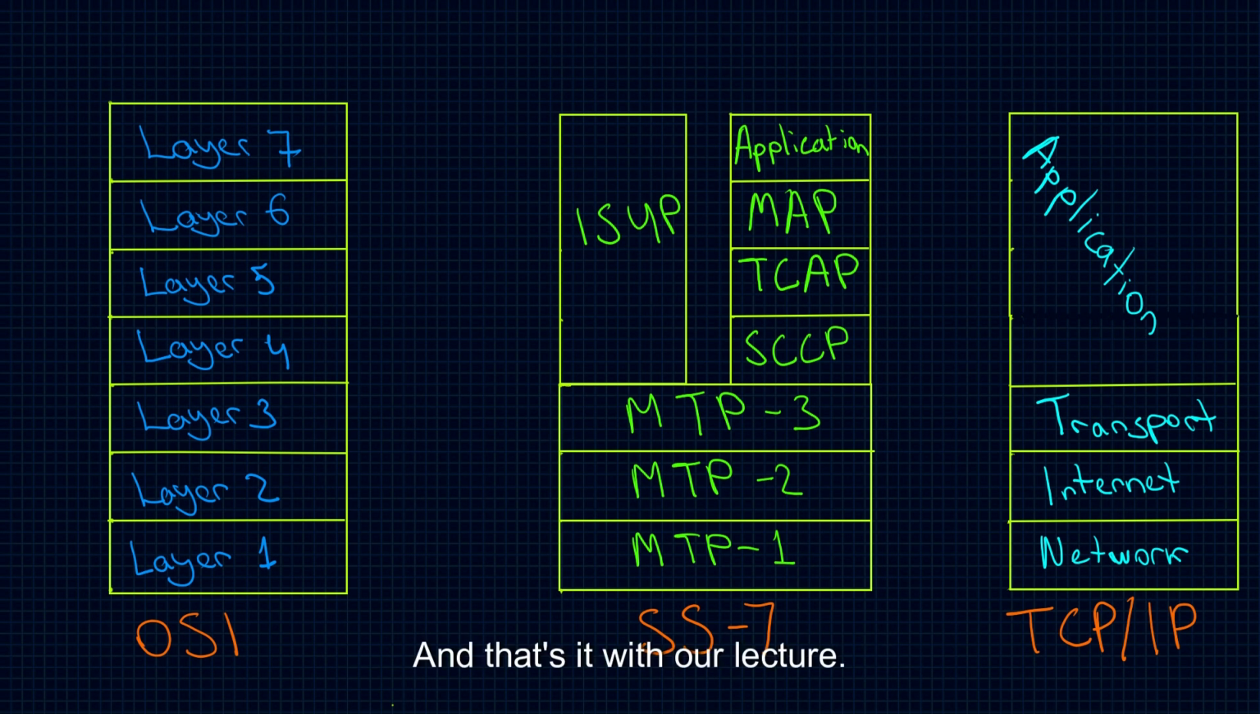And that's it with our lecture. The SS7 protocol stack is the backbone of traditional telecommunication networks, enabling reliable signaling for calls, messaging, and database queries. So understanding how its layers correspond to the OSI model provides valuable insight into the architecture of telecommunication systems and prepares students for exploring more advanced topics like signaling security and modern IP-based telecommunication systems.